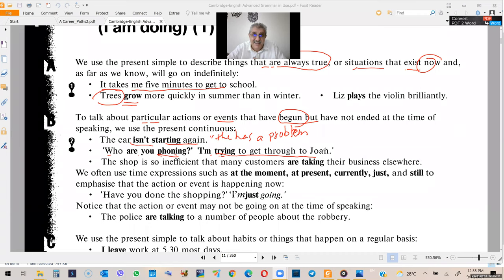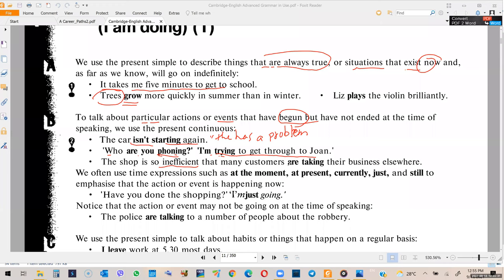The shop is so inefficient that many customers are taking their business elsewhere. So there is a problem with the shop, it is so inefficient, so bad, that many customers are taking their business elsewhere. Why present continuous? Because it has started.